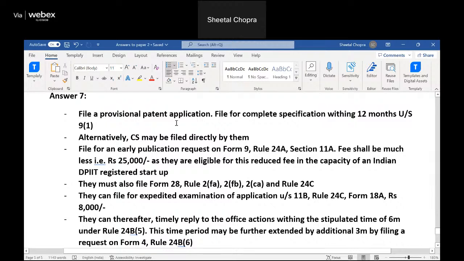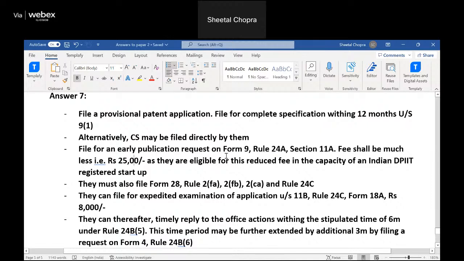So you will advise the client to file a provisional patent application or file a complete specification directly. But if a provisional application is filed, then file a complete specification within 12 months under section 9(1). Then file for an early publication request on Form 9, Rule 24A, Section 11A. And the fee for this Form 9 by a startup is much less, which is 2,500, as they're eligible for this reduced fee in the capacity of an Indian DPIIT registered startup.